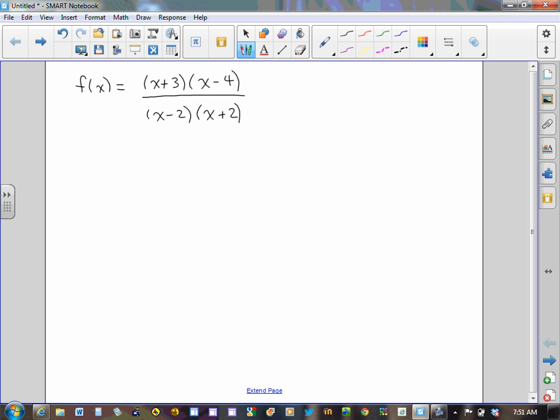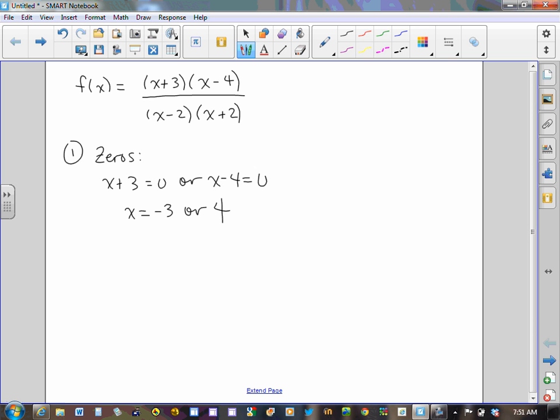Okay. So take note that the zeros do occur at the factors that are in the numerator. So we have x plus 3 equaling 0, or x minus 4 equaling 0. So it tells us that the zeros are at x equals minus 3 or at x equals 4.